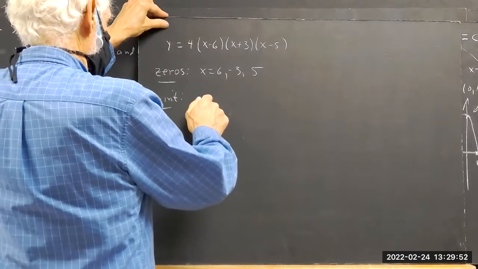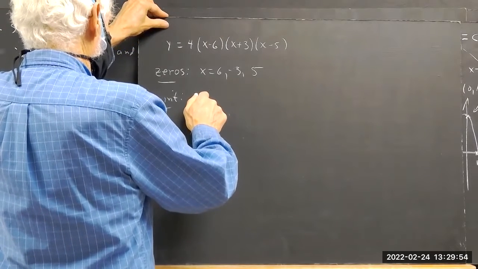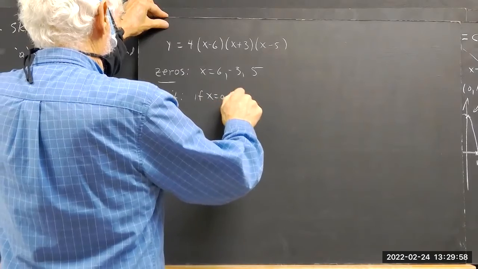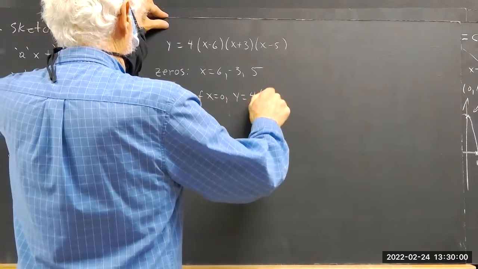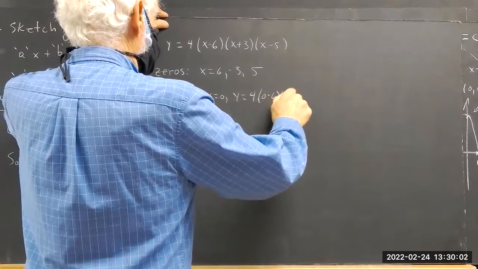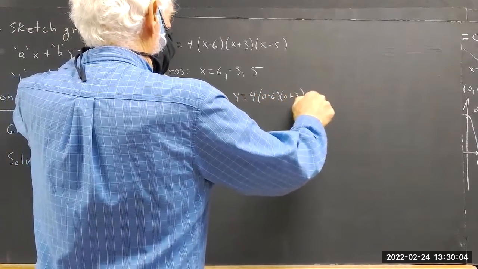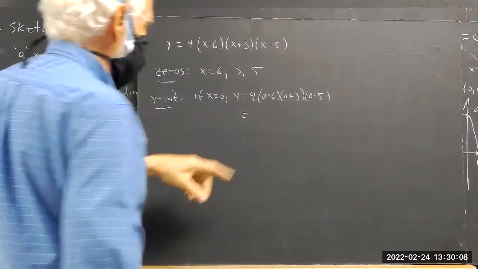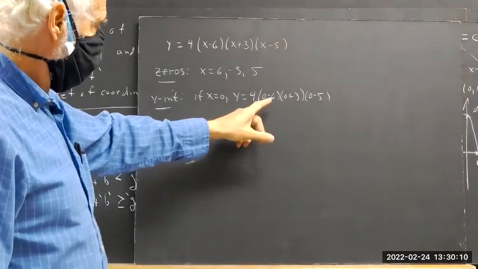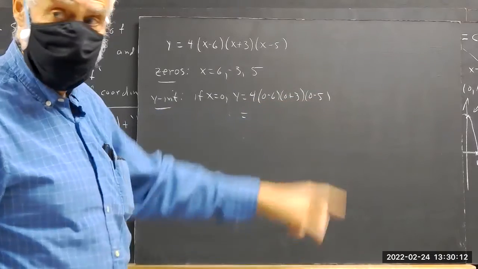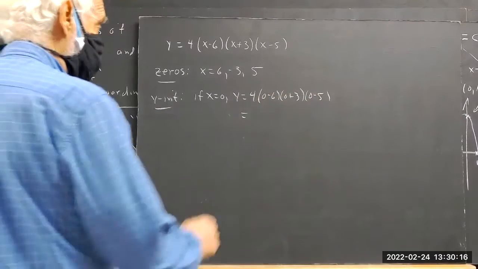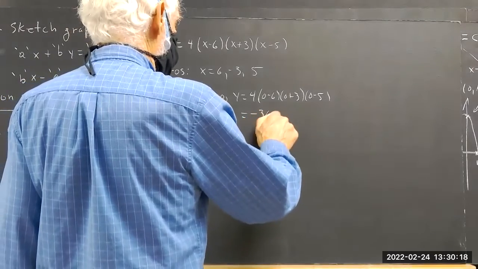Y-intercept is when x equals 0. So we just plug in 0 and we get -6 times 3 times -5. And that's -90, and then times 4 is -360.